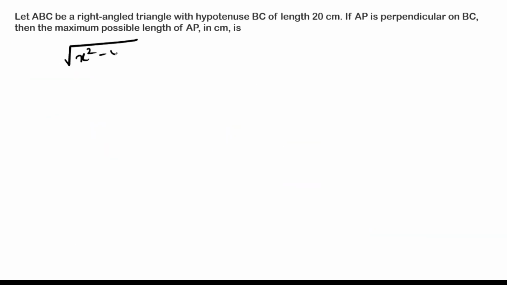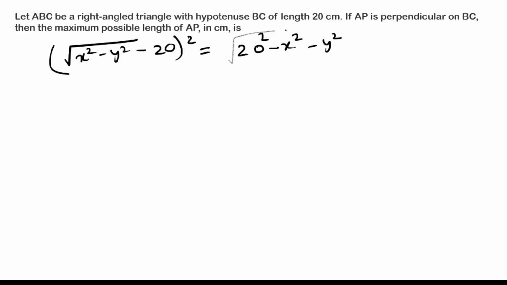So this is x square minus y square minus 20, this square, equals to 20 square minus x square minus y square, right? It was simply like this. It was first this under root was there and we squared it, right? Simply like that, nothing else. Okay. Now let us write it.